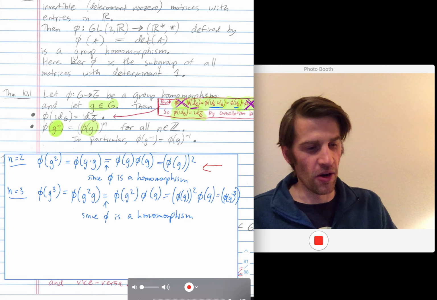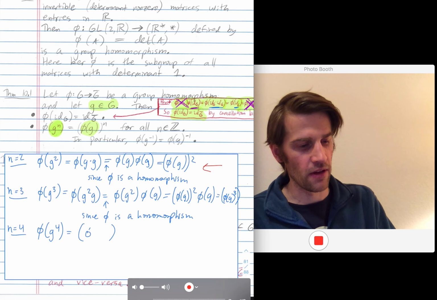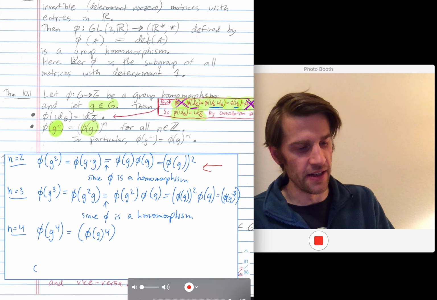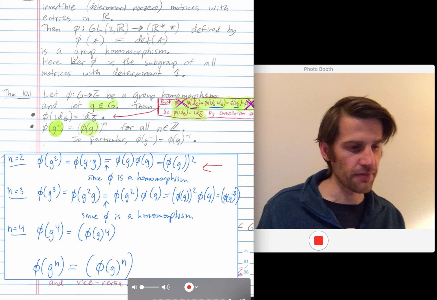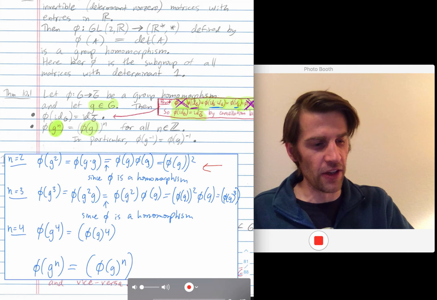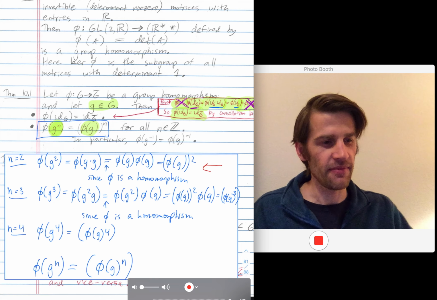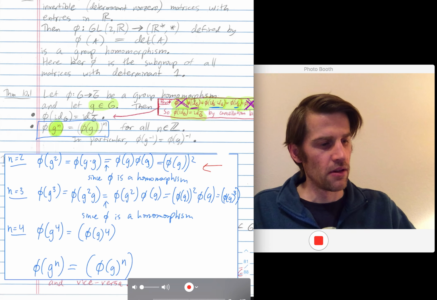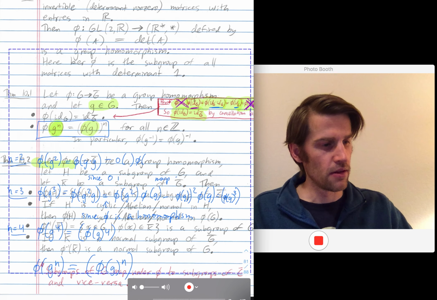So you could do something similar to see for n equals 4 that phi of g to the 4th power is phi of g quantity to the 4th power. And in general, what we get is phi of g to the nth power is phi of g quantity to the nth power. You could prove that using induction on n, but we won't. Let's keep going.